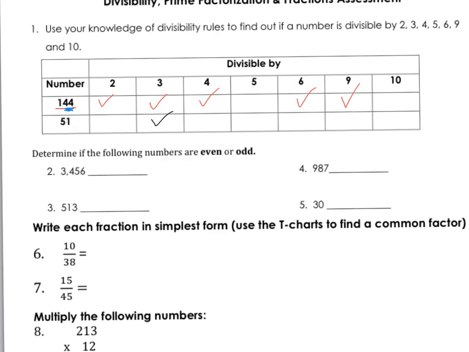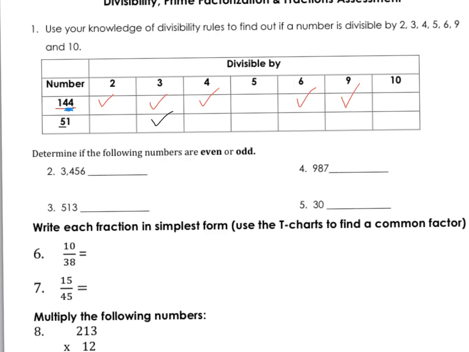For 4, you have to look at the last two digits, and the last two digits make 51. And 51 is not divisible by 4, because I know 48 is 12 times 4, and another 4 would be 52. That's really close. Is it divisible by 5? No, because it does not end in a 5 or a 0. Is it divisible by 6? No, because I did not mark 2 and 3, only 3. So it's not divisible by 6.